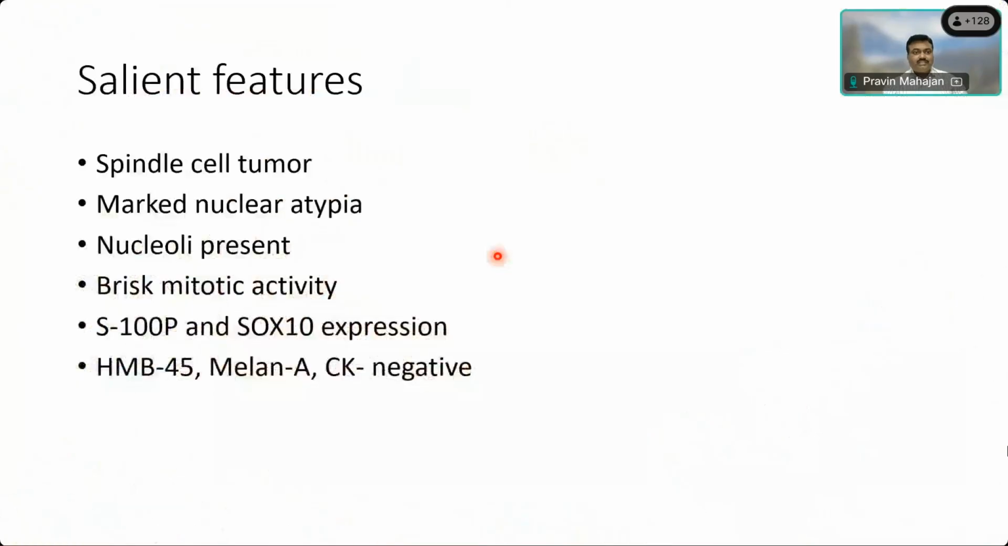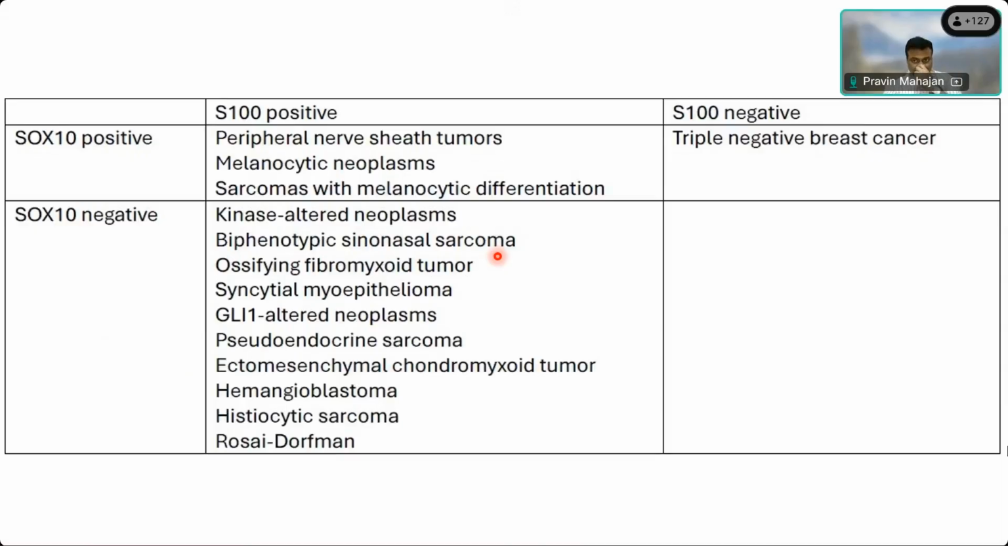So if you enumerate the salient features of this tumor, it is a spindle cell tumor, shows marked nuclear atypia. There are nucleoli present, which is a very good clue. There is mitotic activity. There is nice S100 and diffuse SOX10 positivity, and it was negative for HMB45, Melan-A and CK. So it ruled out sarcomatoid carcinomas. I had not shown you those markers, but we ruled out the other markers of sarcoma, and it is definitely a spindle cell melanoma.